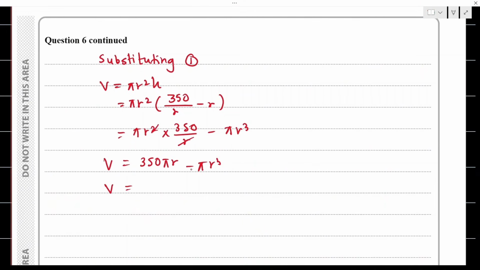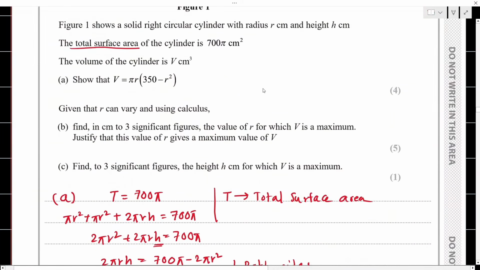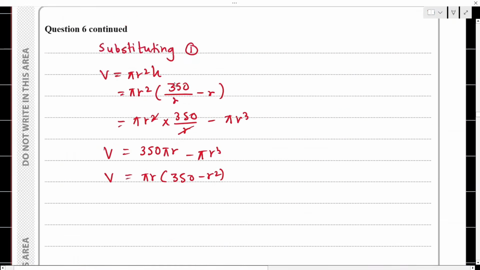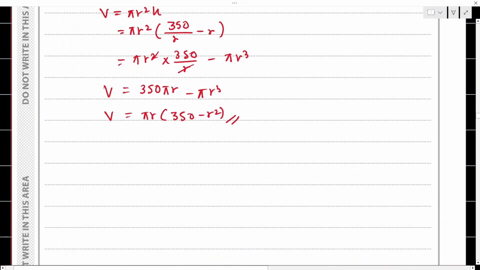We can see that pi r is common in both of the terms. The factor pi r is common in both of the terms. So I can take pi r common, and this will give us pi r into 350 minus r square in our brackets. If we now see the question, we can see that we have shown this expression here. So our part A is done. This is our answer to part A.